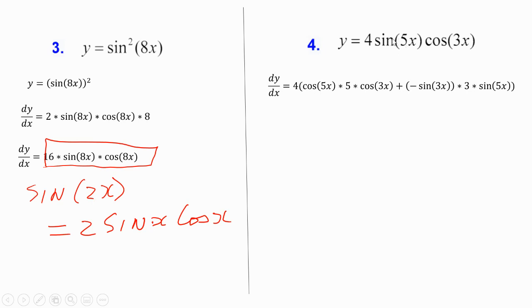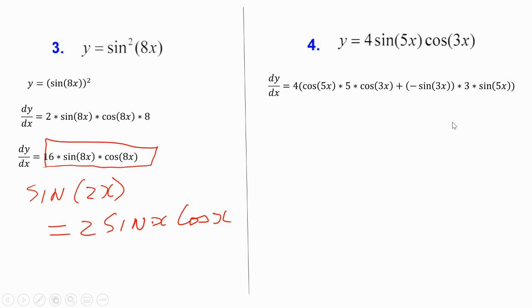Because that's the inside function derived, multiplied by the underived second function, the cosine of 3x. That's what this is, the cosine of the 3x. Plus, let me now derive the cosine of the 3x, which gives me minus the sine of the 3x, times the 3, that's your chain rule at work there, times the underived first part, which is the sine of 5x. Again, see the 4? I leave the 4 on the outside there, right?